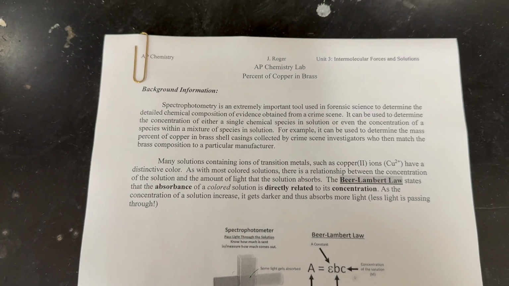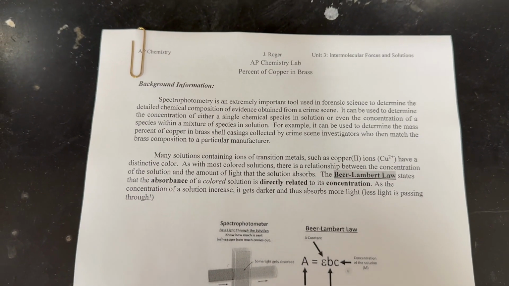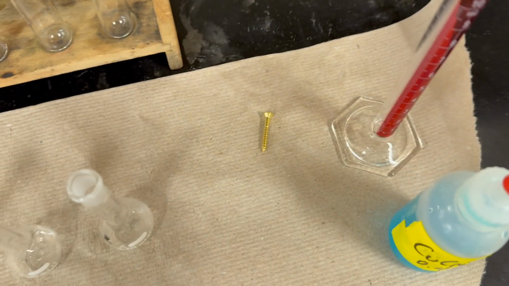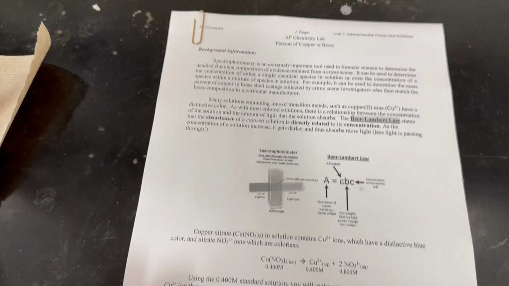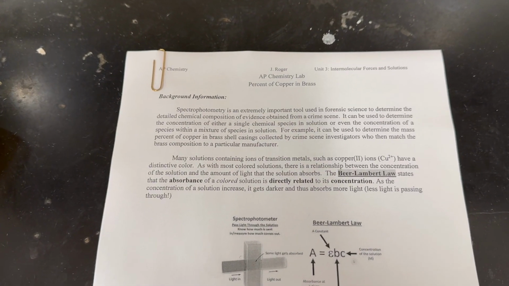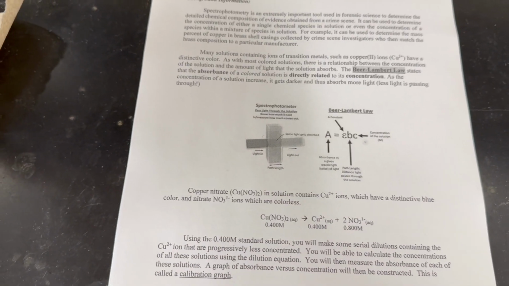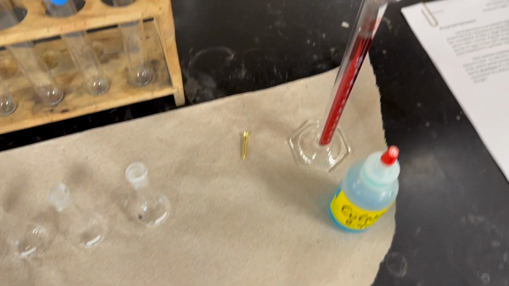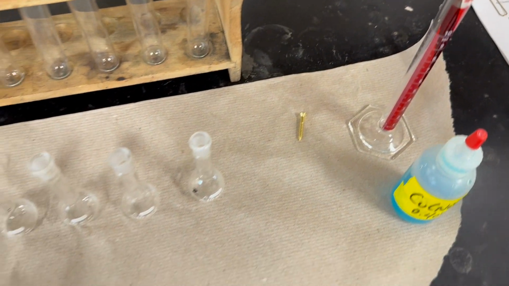Today we have a special one: determining the percentage of copper in brass for AP Chem. So we have our brass object, a screw, and we're going to determine the percentage of copper in there. When copper dissolves, of course, it produces a blue solution. So essentially what we're going to do is make a solution from the brass screw.